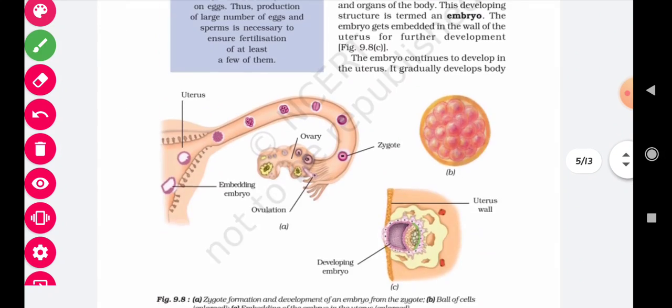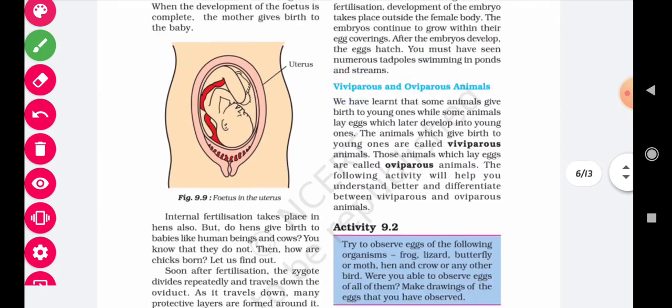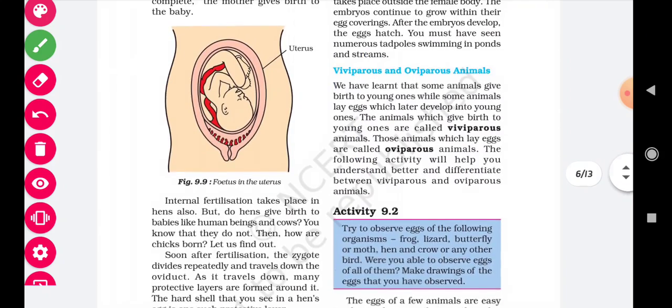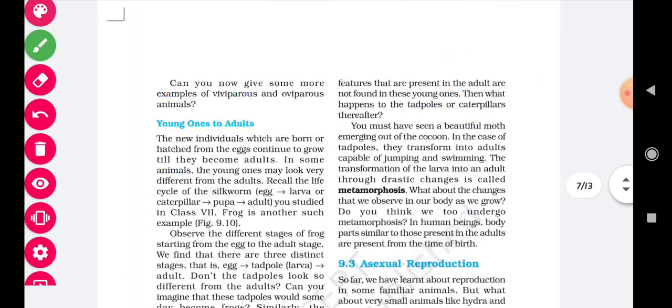So student, this is all about the fertilization and development of the embryo. Next topic, viviparous and oviparous animals, we will study in detail in the next lecture. Thank you.